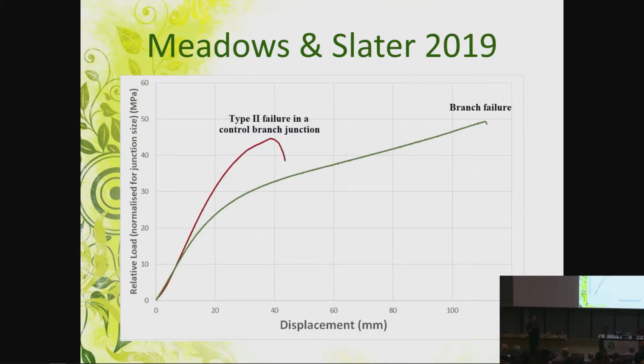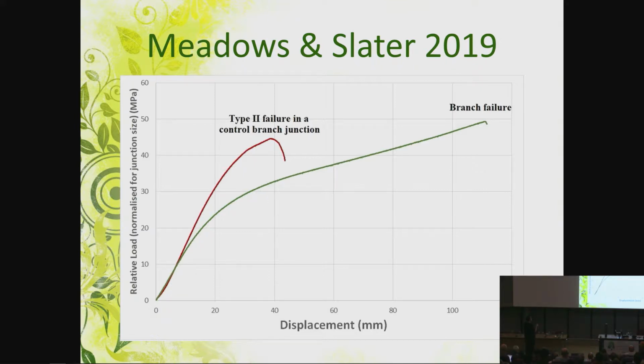And also working with Dean Meadows, we did some work taking hawthorn samples and testing them with or without natural bracing. Okay, so this is just a simple force displacement diagram, but if you're not used to looking at those, it might look a little bit confusing.